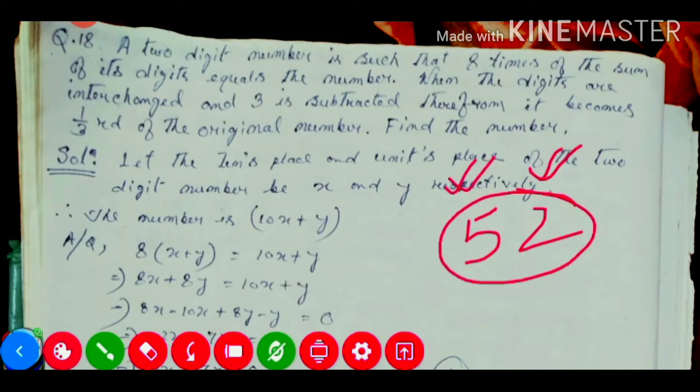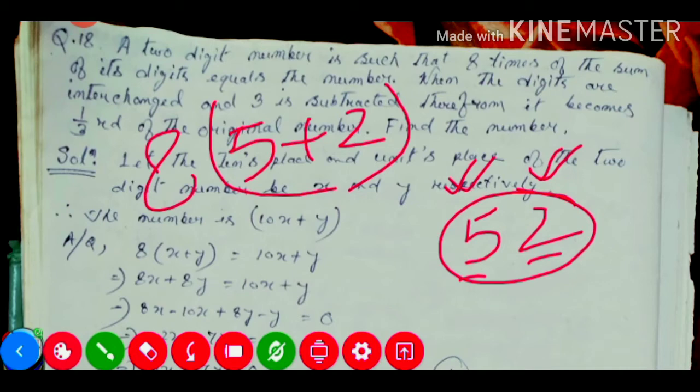So what the question gives is a two-digit number such that 8 times the sum of its digits, so the sum of digits is 5 and 2. So if we multiply 5 plus 2 with 8, the result will be equal to 52. But here we don't know the unit digit and the tens digit.